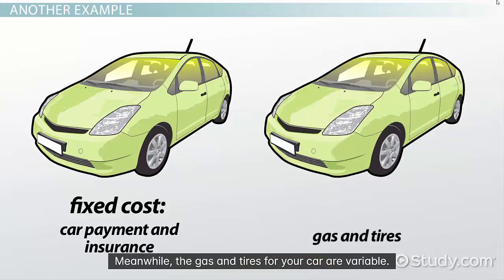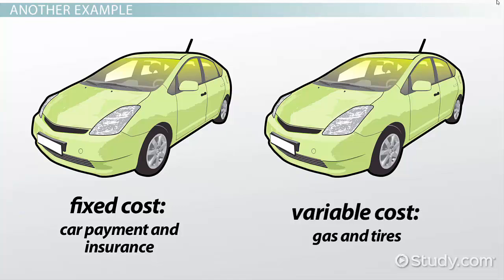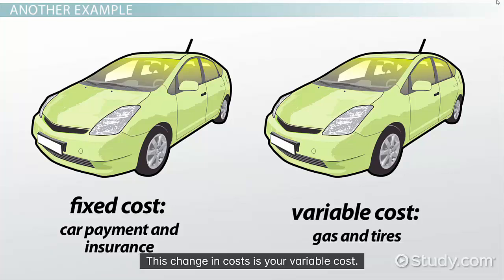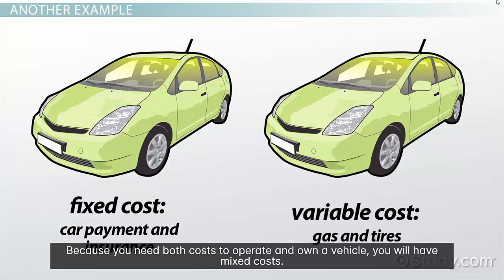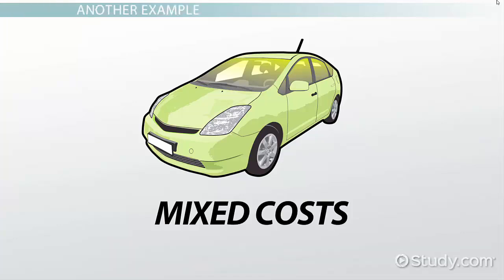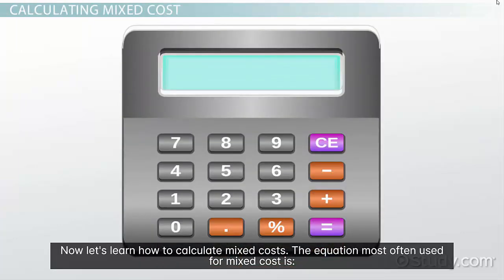Meanwhile, the gas and tires for your car are variable. This is because the more you drive your car, the more gas you will need and the more wear on your tires. This change in costs is your variable cost. Because you need both costs to operate and own a vehicle, you will have mixed costs. Now let's learn how to calculate mixed costs.